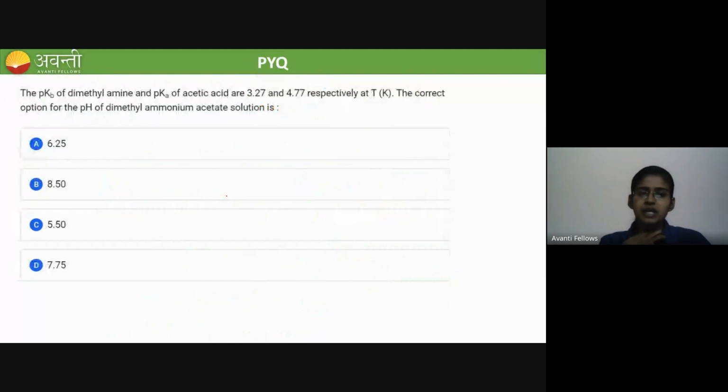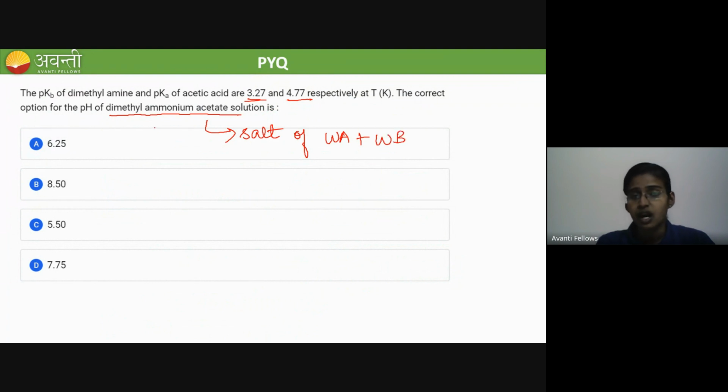The pKb of dimethylamine and pKa of acetic acid. This is acid and this is a base. They are given. The correct option for pH of dimethyl ammonium acetate solution is... So this compound is a salt. It is a salt of weak acid and weak base. Ammonium hydroxide is a weak base, right? And acetate is from acetic acid. Acetic acid is a weak acid. So it is a salt of weak acid and weak base.